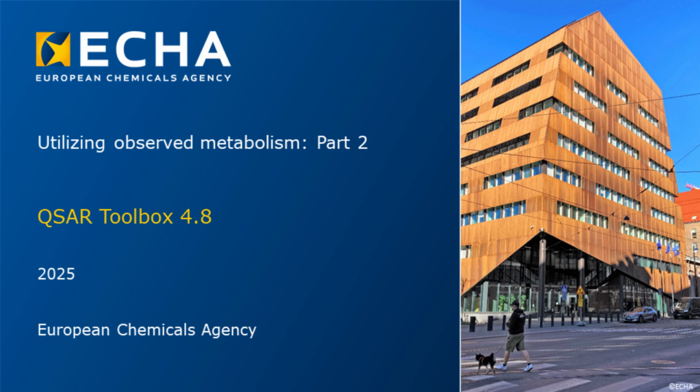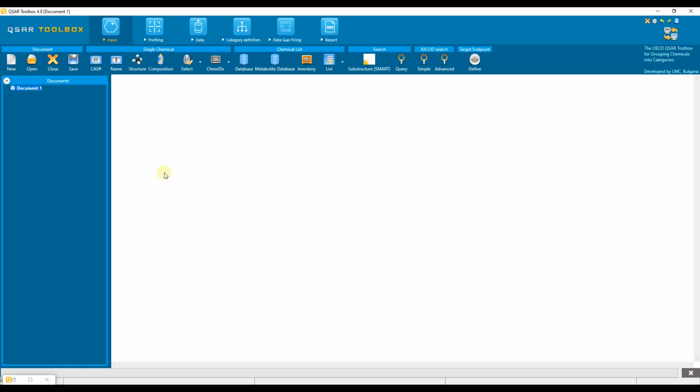This video tutorial is about the databases with documented metabolism in QSAR Toolbox and how we can analyze the data included in them. This is the second tutorial on the topic, and it focuses on the possibility to extract specific metabolic parameters and metadata associated with the documented metabolites, such as quantities, test organism, species, and other metadata information.